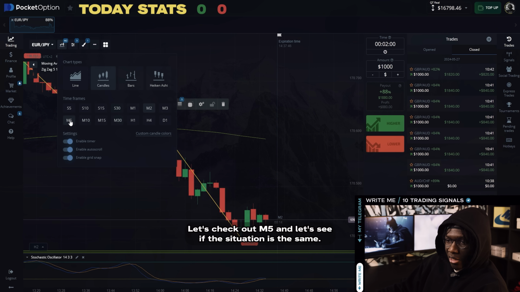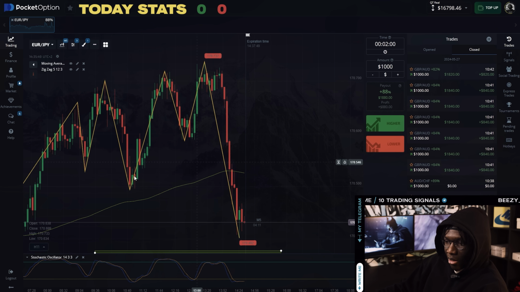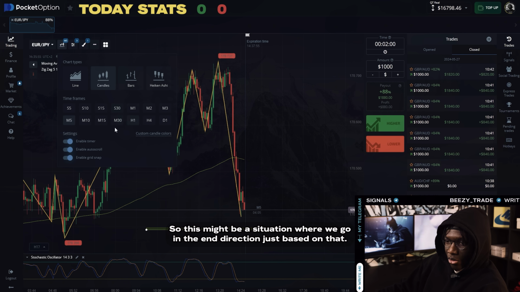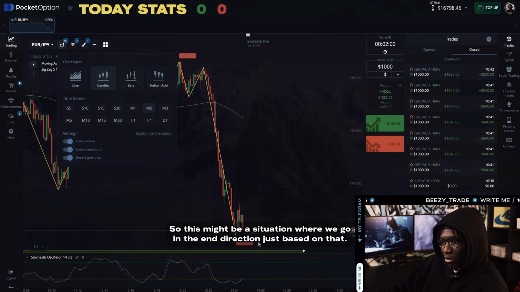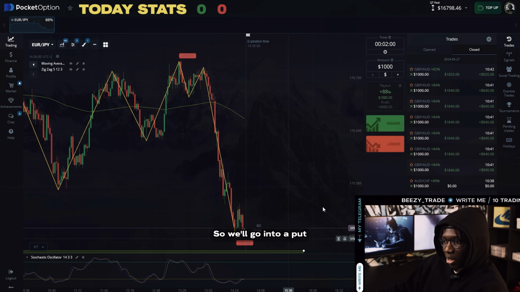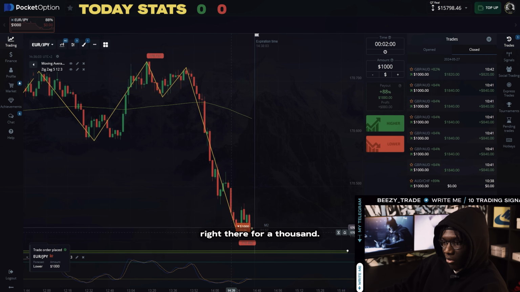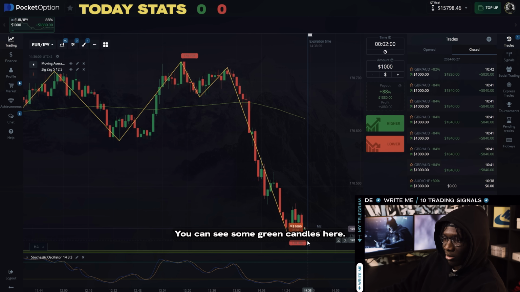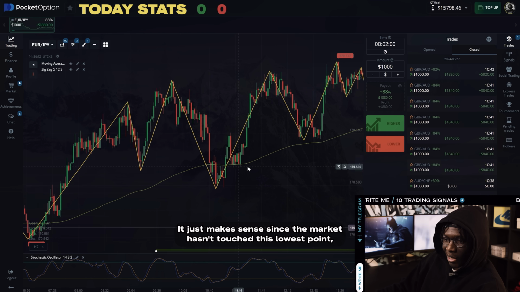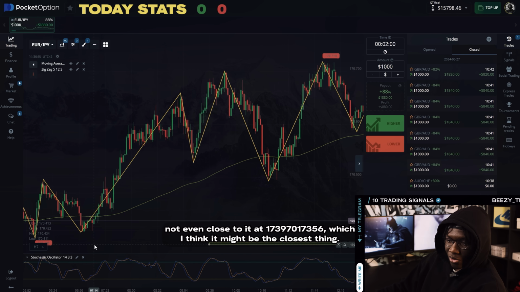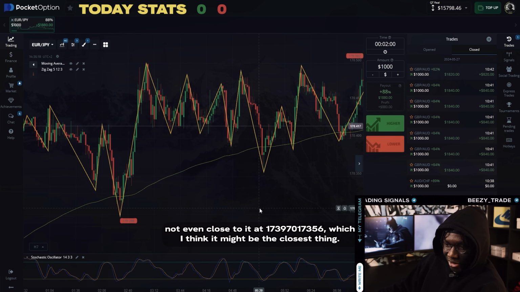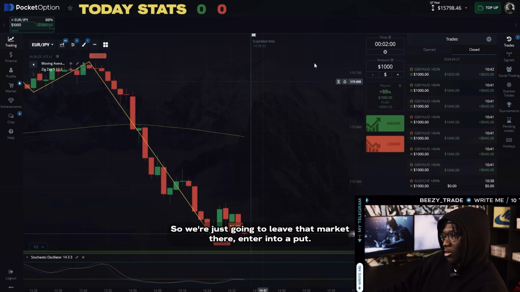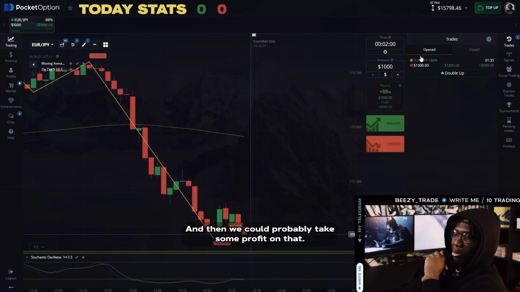Let's check out M5 and see if the situation is the same. We still see it going all the way down here. Still hasn't touched 173.5, so this might be a situation where we go in the other direction just based on that. So we'll go into a put right there for 1,000. Even though we can see that the market, yes, is pushing a little bit upwards. You can see some green candles here. It just makes sense that since the market hasn't touched the lowest point, not even close to it at 173.97 or 173.56, which I think might be the closest thing.